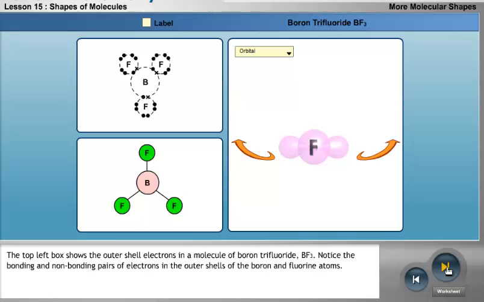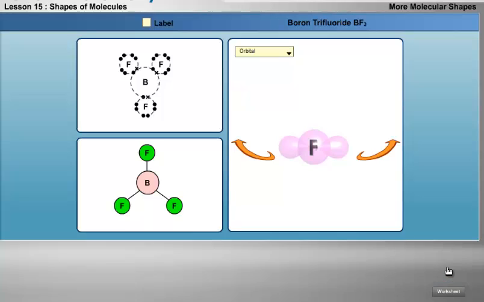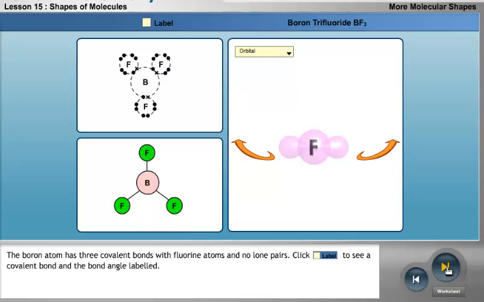The top left box shows the outer shell electrons in a molecule of boron trifluoride, BF3. Notice the bonding and non-bonding pairs of electrons in the outer shells of the boron and fluorine atoms. The boron atom has 3 covalent bonds with fluorine atoms and no lone pairs. Click Labels to see a covalent bond and the bond angle labeled.